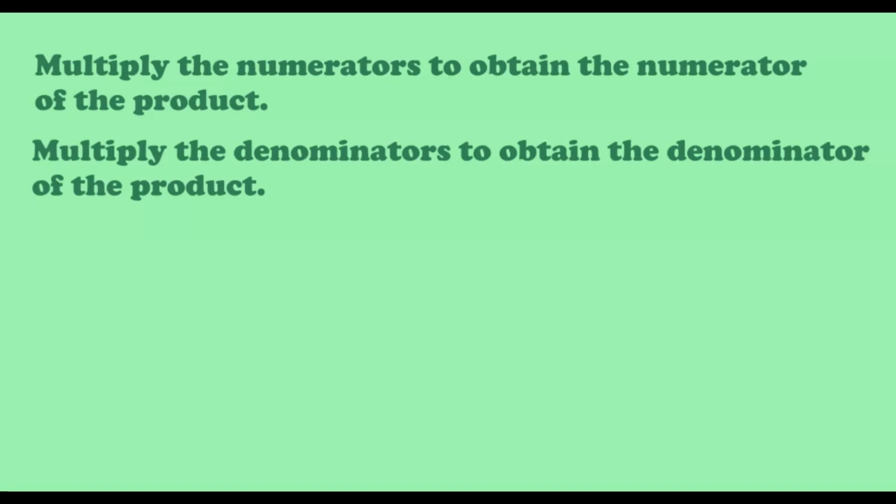To understand this rule, let us consider an example. Let us consider 2 over 7 times 3 over 5. Now here we can see that we want to multiply the two fractions 2 over 7 and 3 over 5. Now whenever we multiply two fractions, the product is also a fraction. So let us write this fraction line. Now what is the first step? We need to multiply the numerators of the original two fractions to obtain the numerator of the product.